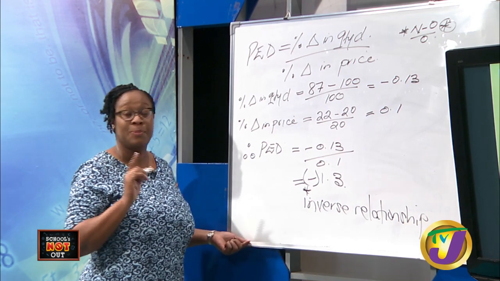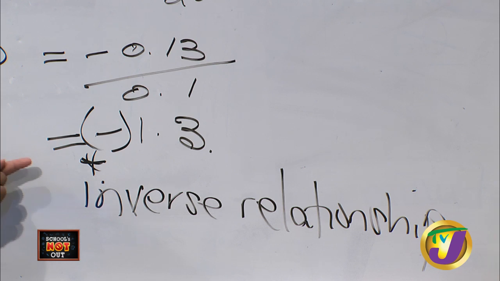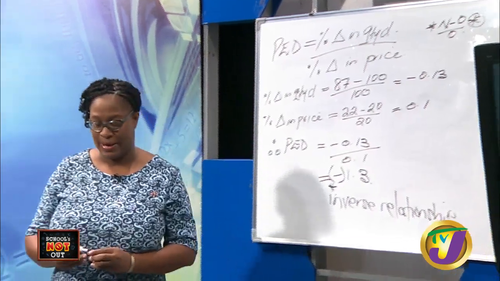So students, please do not use a negative sign to interpret your coefficient. It is just there to remind you that there is an inverse relationship between price and quantity demanded.